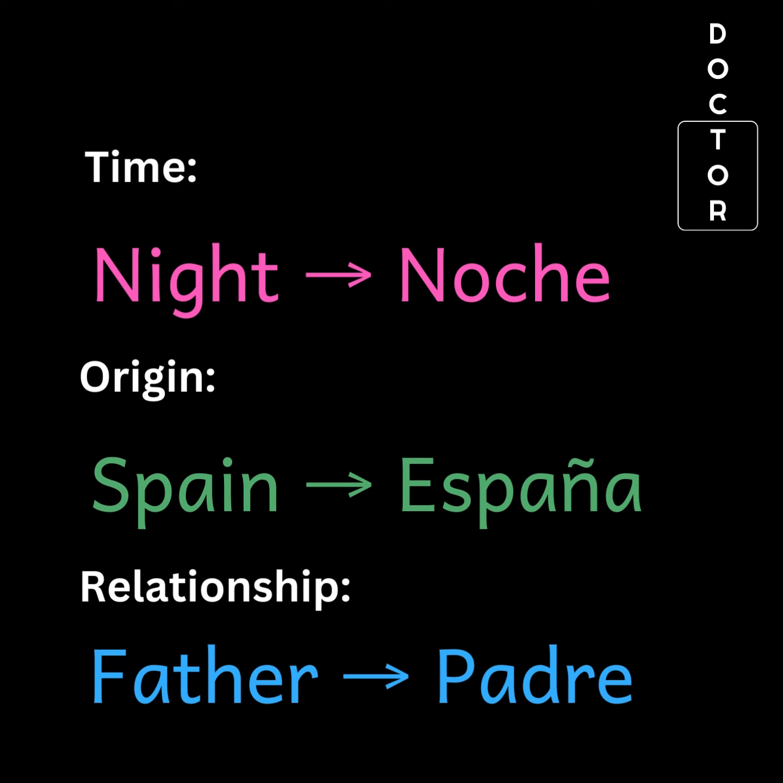A time could be night, which is noche. An origin could be Spain, where you're from, which is España. A relationship could be father, which is padre.